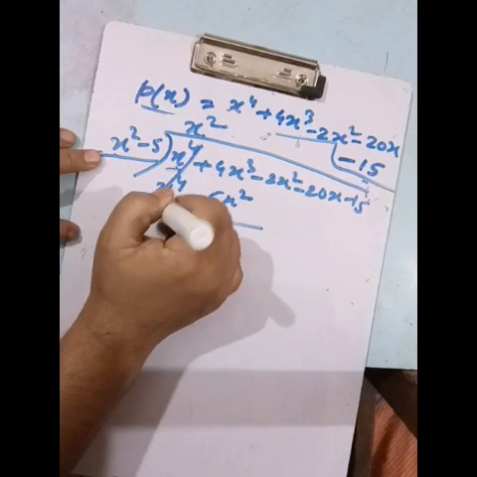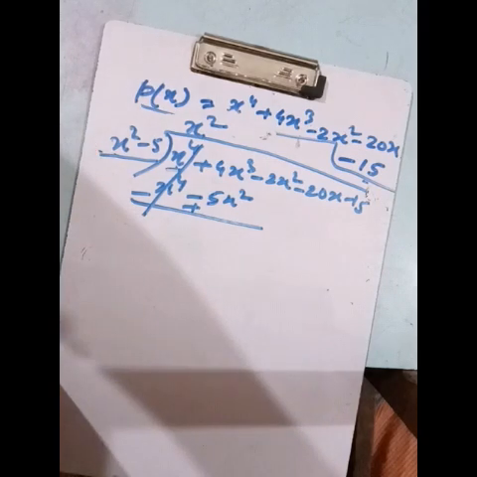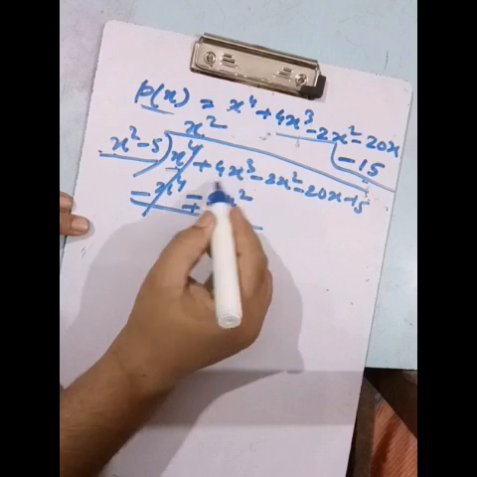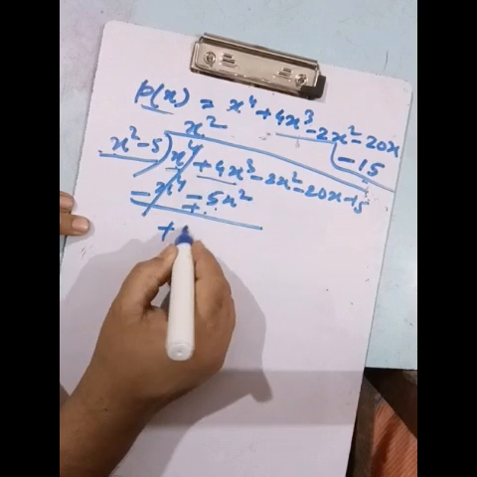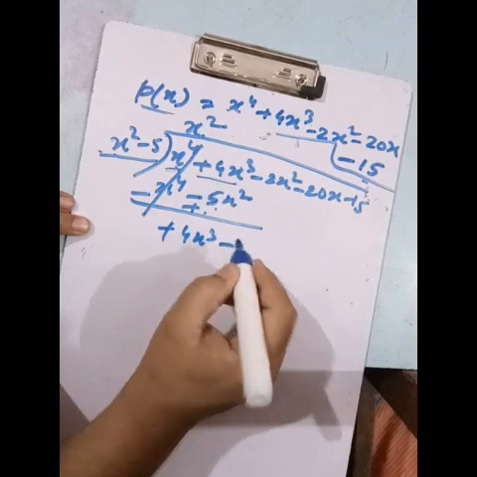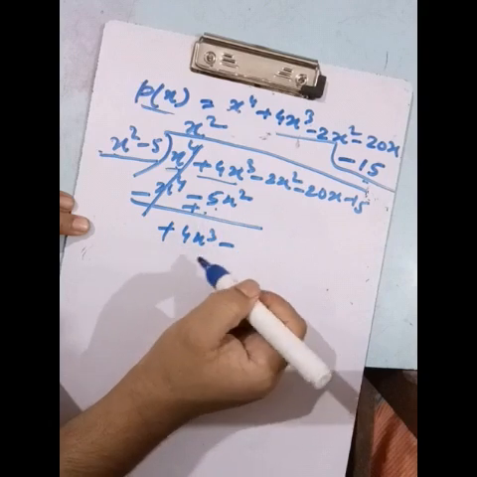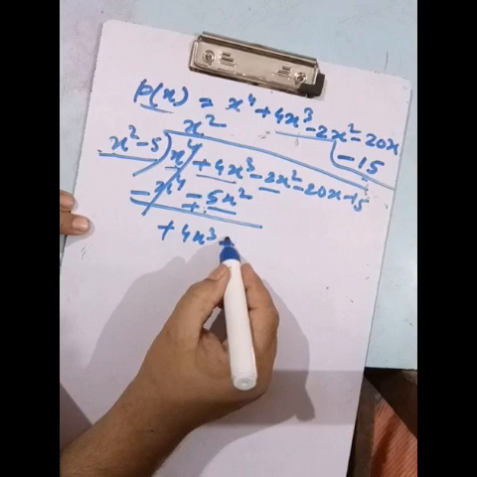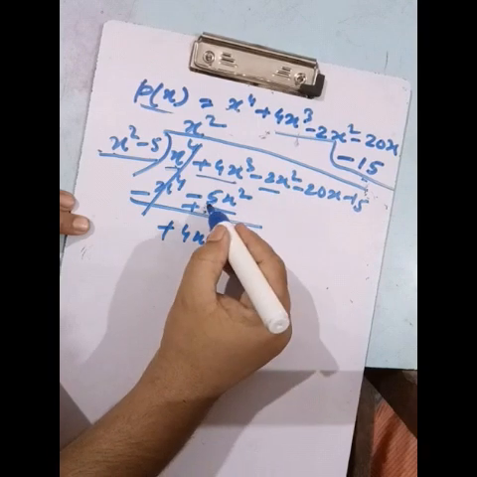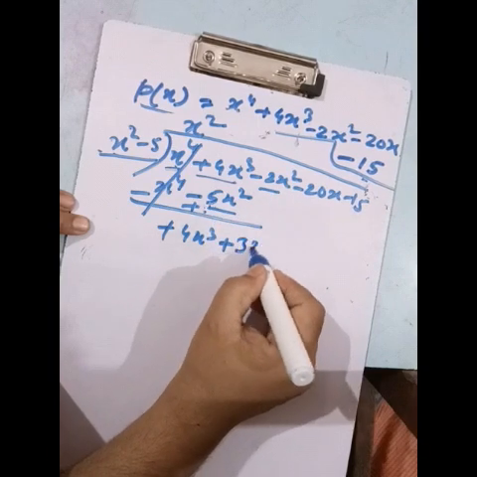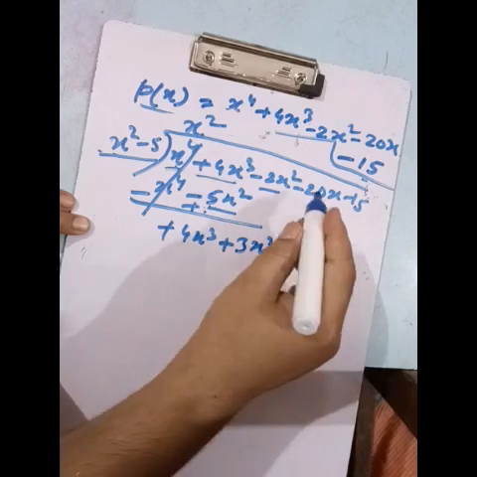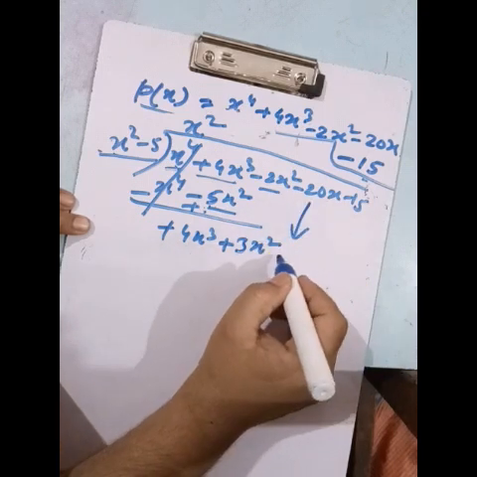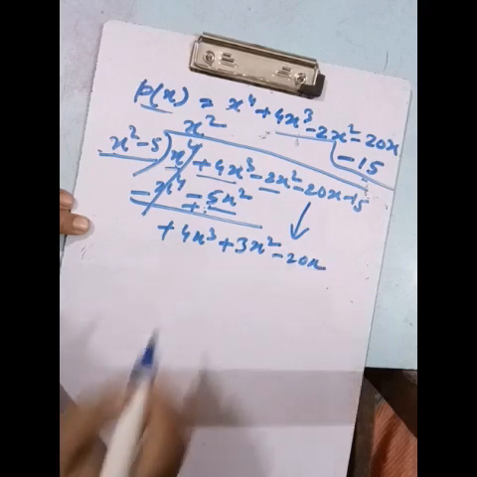After changing the sign, we get this cancellation, and this is not a like term, so it will be written as it is: 4x cube minus, and minus or plus, I don't know. This time we compare this and this. Plus is greater, so the sign will be plus, and this is minus 2, this is plus 5, so it will be 3x square. And we can take this below as minus 20x if required.